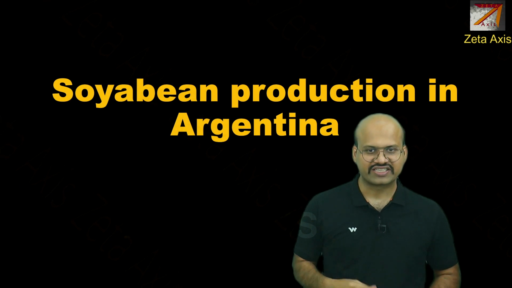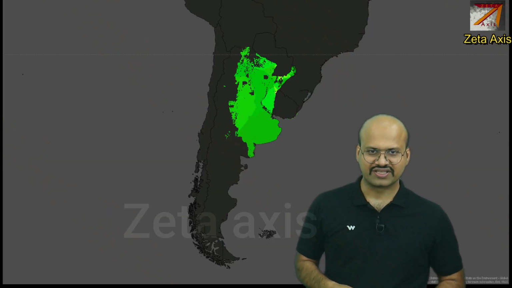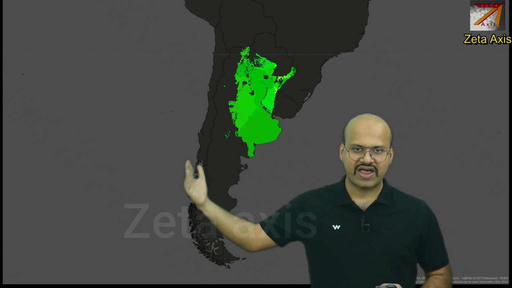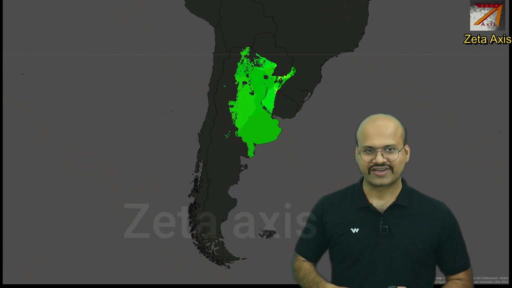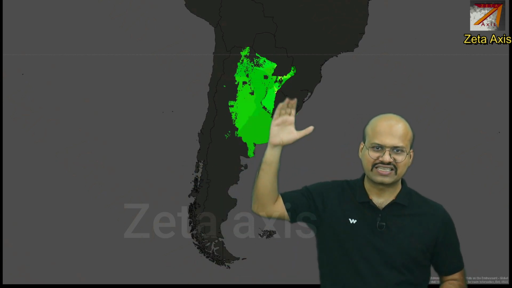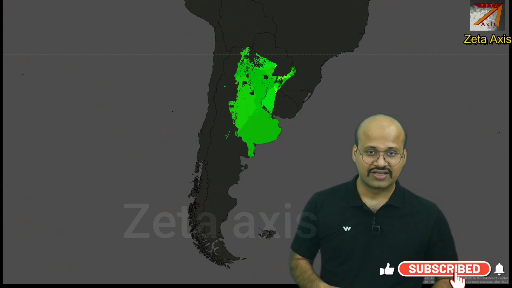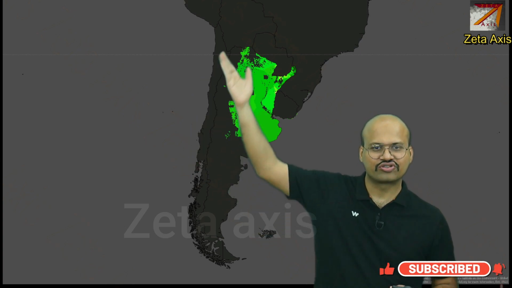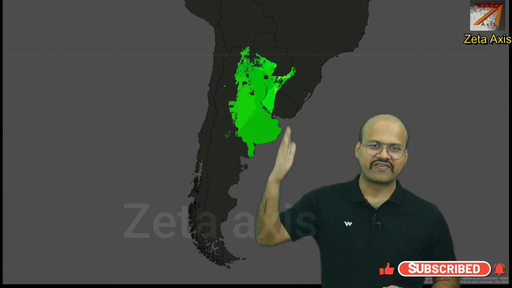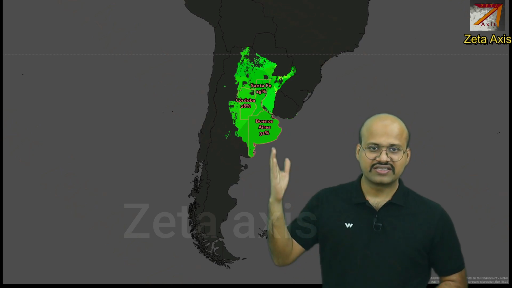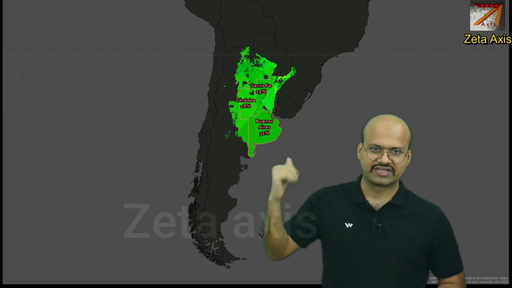These are the major states which produce soybean in Brazil. Similarly, we will see the states producing soybean in Argentina. We have already seen that here there is the Patagonia desert and here we have the Andes. Both of these are not suitable for agriculture. Therefore, only the northern states on the eastern coast of Argentina are suitable for agriculture. And so soybean is also produced in this region where we have the delta formed by the three important rivers. And these are the states which produce soybean in this region.